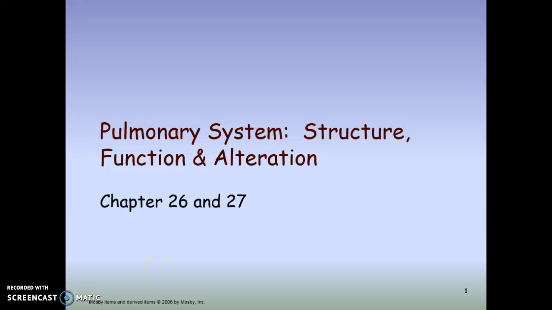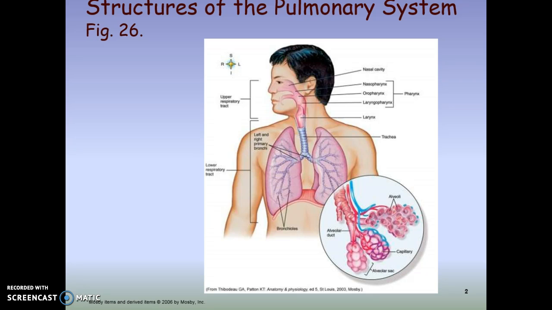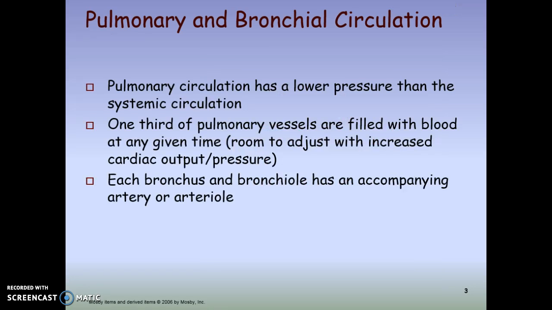All right, so here we're going to start talking about the pulmonary system. On this slide you see pulmonary system, structure, function, and alteration, chapters 26 and 27. The first 4 or 5 slides are from chapter 26, and it's just really very basic review, so I'm not going to spend really any time on it. You guys can look through the notes and the material underneath the slide to see what points I want you to get from those figures, and it really is review.